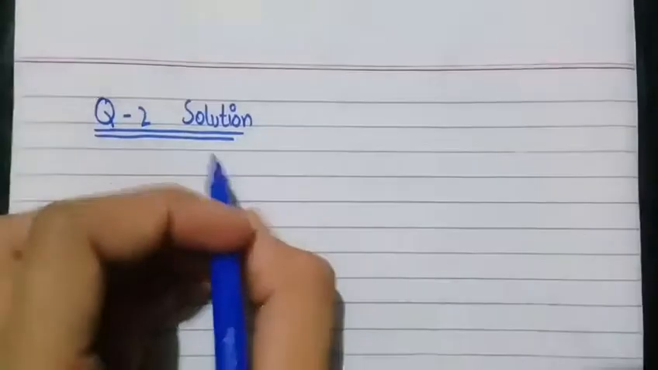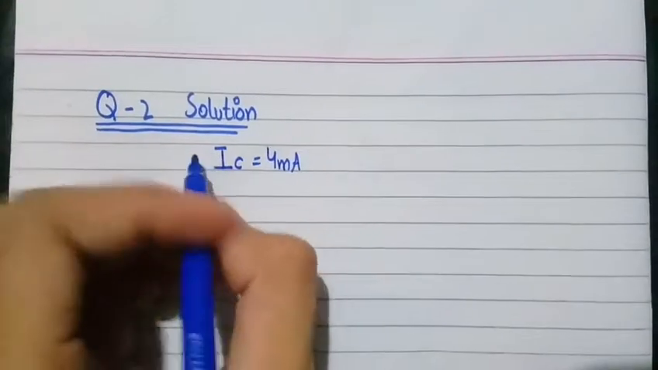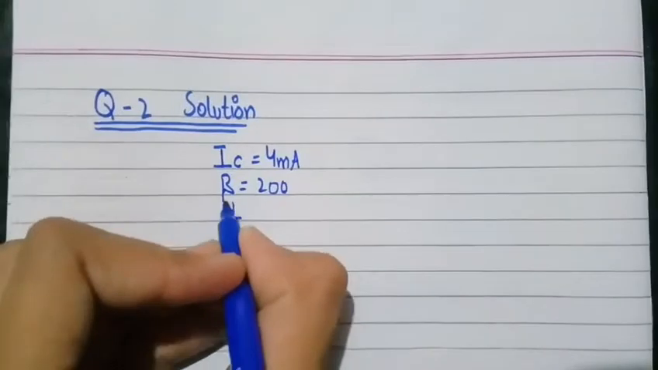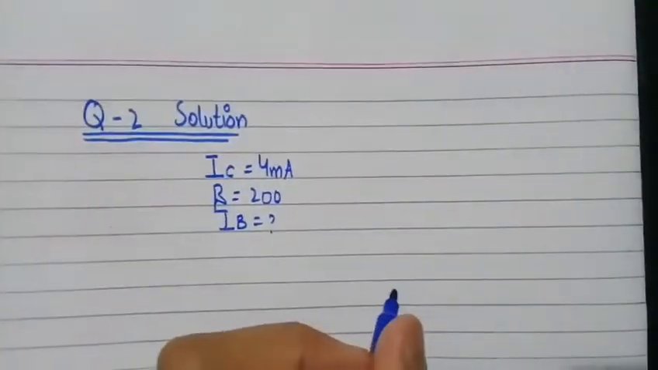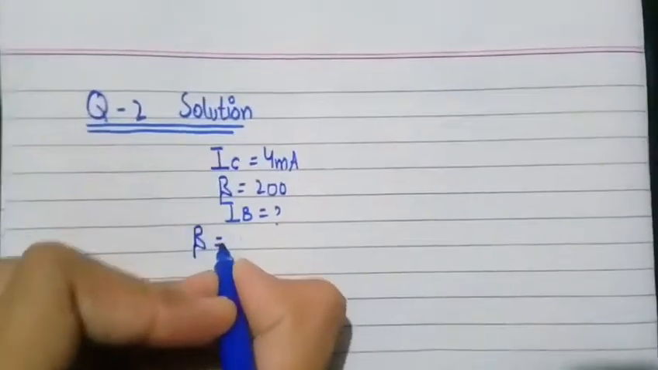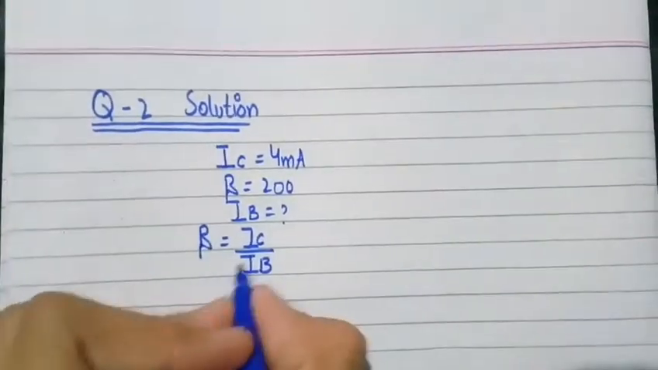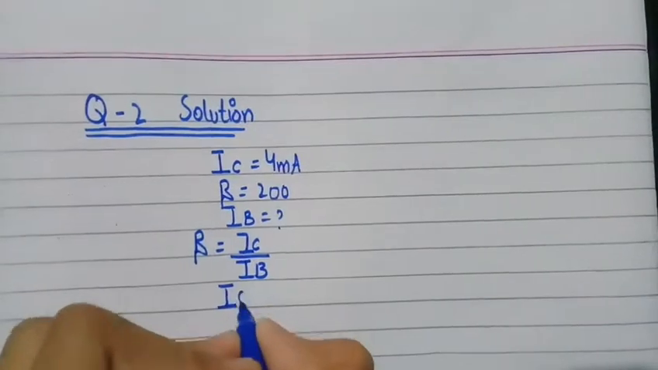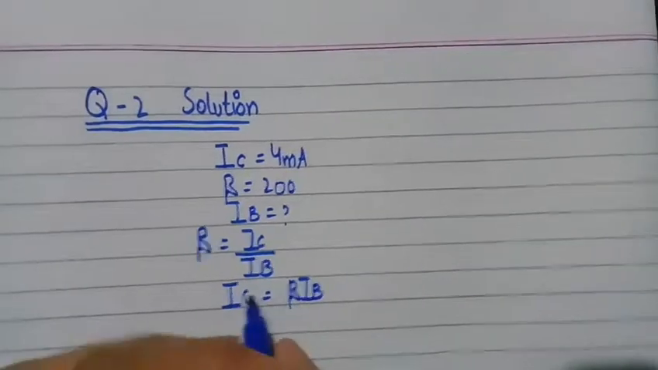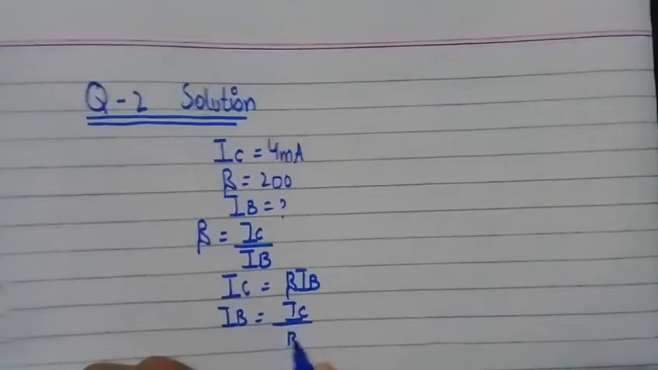So guys, the given data is that IC, the collector current, is 4 milliamps, the amplification factor beta is 200, and we will have to find the base current IB. So in common emitter configuration, as you already know, the beta of the transistor, the amplification factor, is equal to IC over IB. So simply IC will be equal to beta times IB, and we will have to find IB from there. So IB will be taken from IC divided by beta.